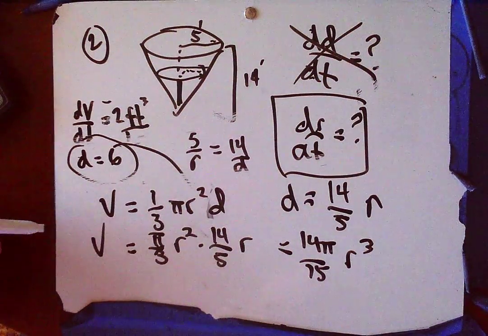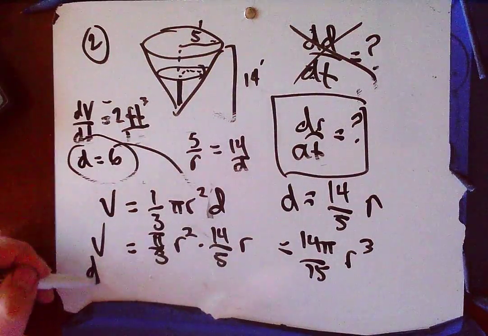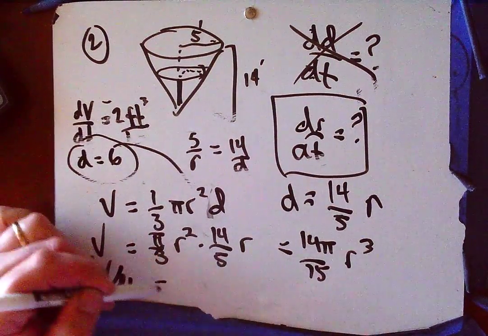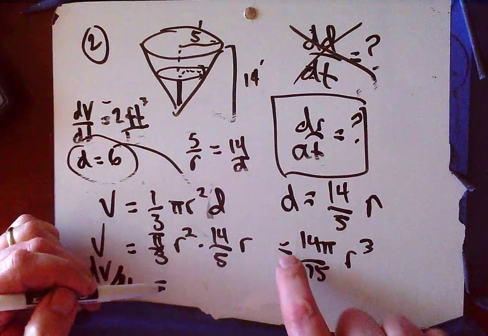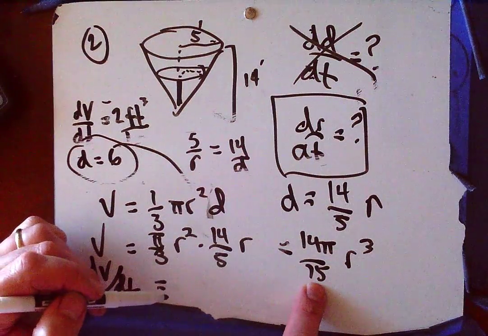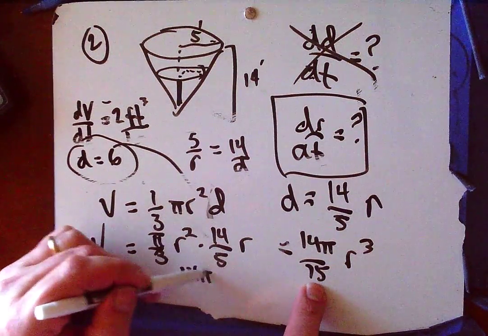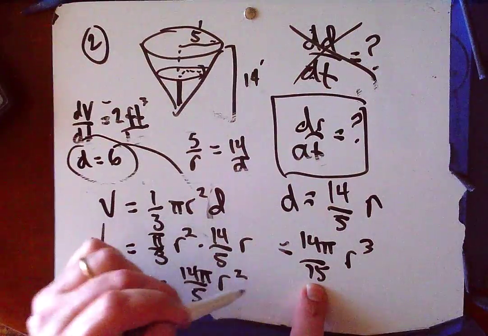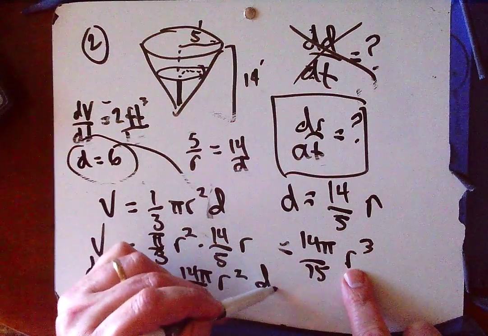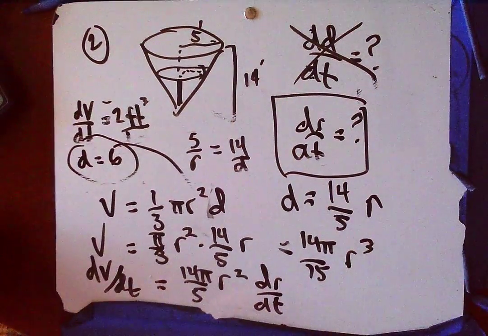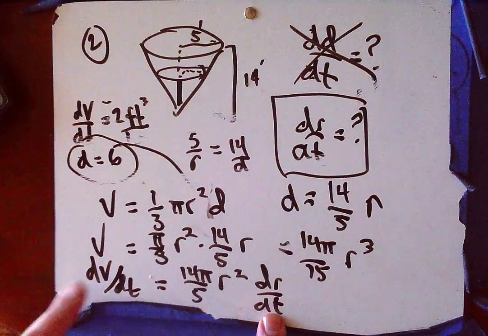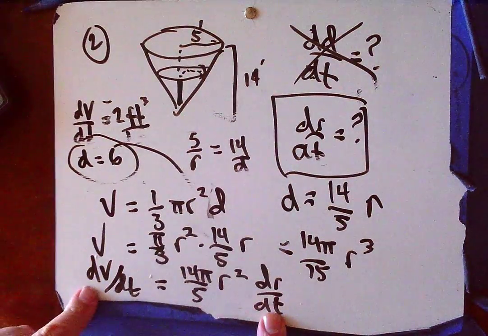Now I take the derivative with respect to time. And I get dV/dt equals, bring down the 3, that 3 can cancel with a 3 in there, 14 pi over 5 r squared. Don't forget dr/dt. Now, that's what I'm looking for. This is that -2 that they gave me at the beginning.